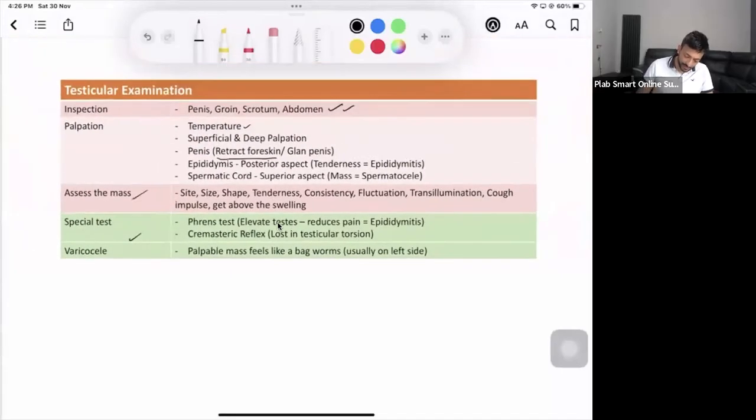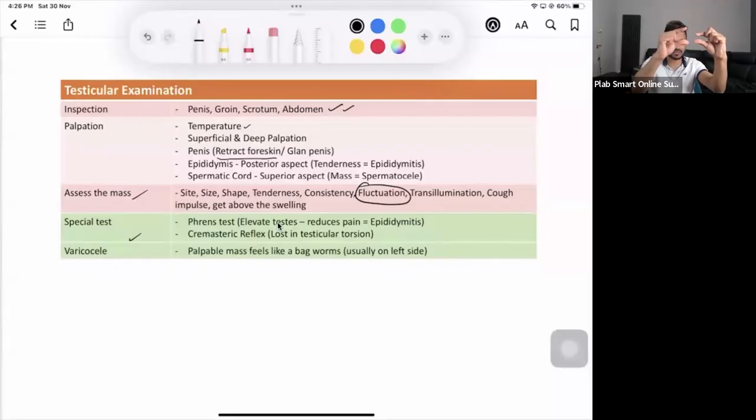Also, you need to check one more thing: if there is a mass, whether it is fluctuant or not. If it is a fluid-filled cavity, it fluctuates. If it is a hard swelling, it doesn't fluctuate. That's very important. For example, there is a small swelling. You're holding it with thumb and index finger. Fluctuant positive: you press it on one side, it will go to the other side. This is fluctuation positive.